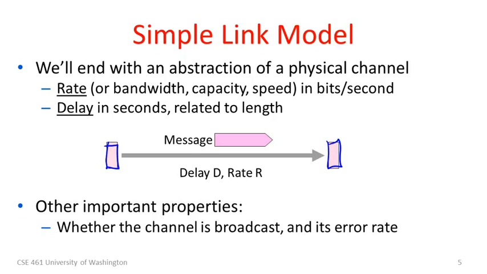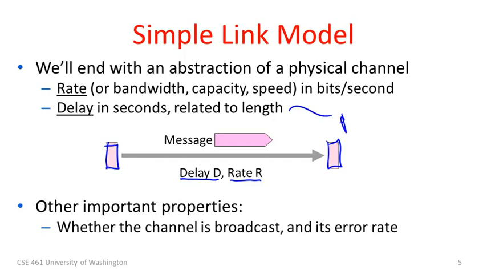And there are only really two parameters which really matter here. One is the rate R, and that is the information carrying capacity of this link, sometimes called the bandwidth, the capacity, or the speed. It's measured in the number of bits per second you can send. The other key parameter is the delay in seconds, which is how long it takes for information to cross the link. It's related to the length of the link.